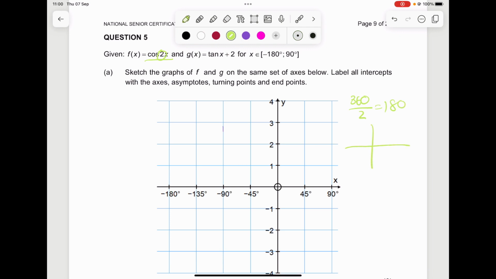Okay, so if you think about it, a normal cos graph, we cross over the x-axis at 90, hit the minimum point at 180, and cross over at 270. So everything needs to be divided by 2 now. So it would cross over at 45 now, and hit its lowest point at 90. And then you would do the same on the other side.